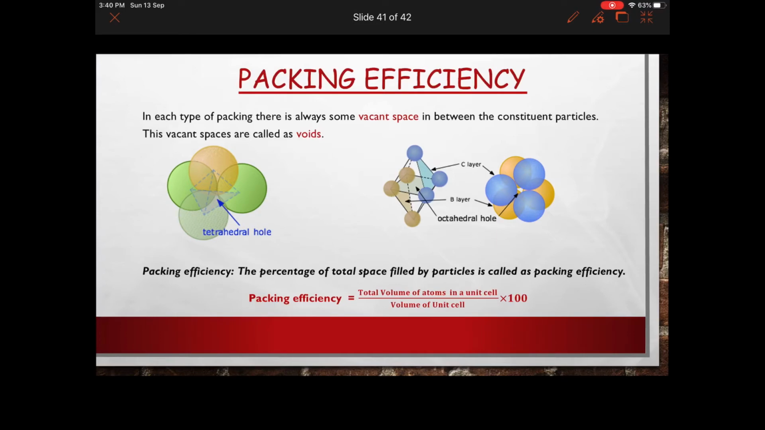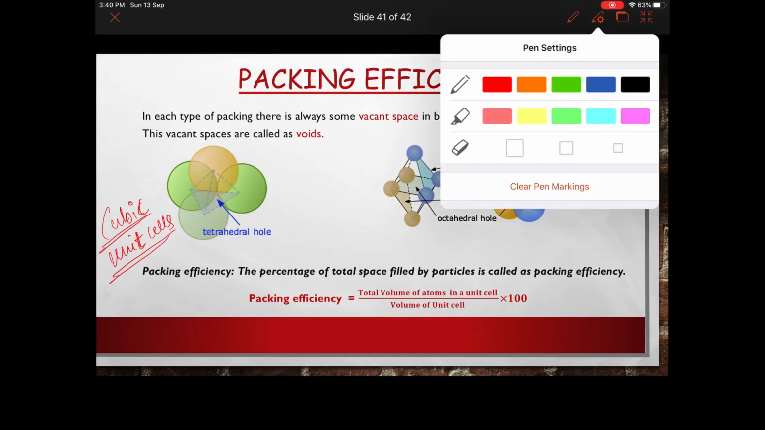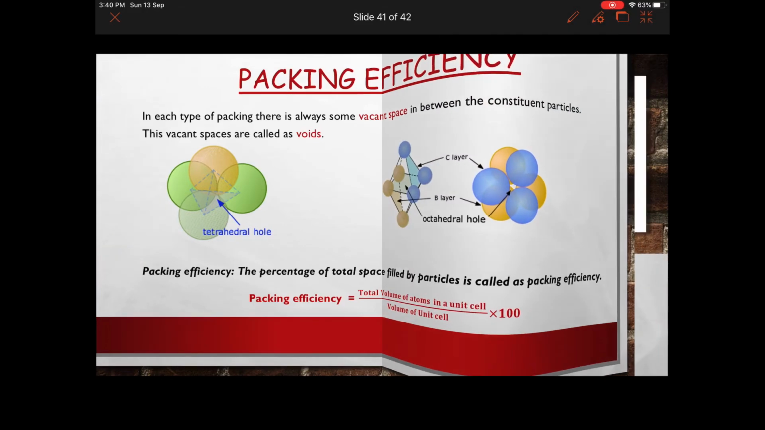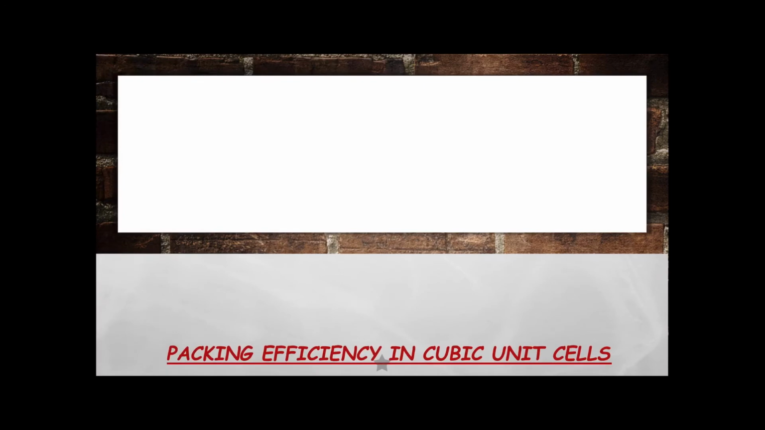Let's see one by one. We are going to stick strictly to our syllabus. We are going to talk about cubic unit cell efficiency only, not any other unit cells. The whole story in this chapter runs on cubic unit cells, and we are going to talk about that only. Let's quickly turn our page and look at the packing efficiency in cubic unit cells. Very simple, very easy.